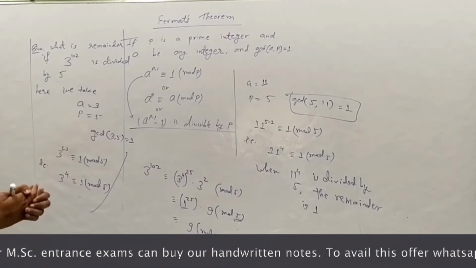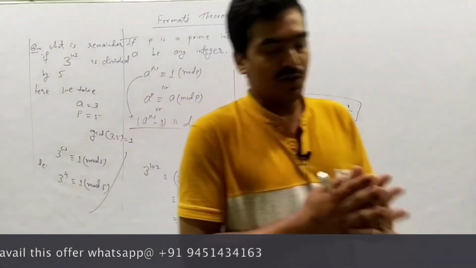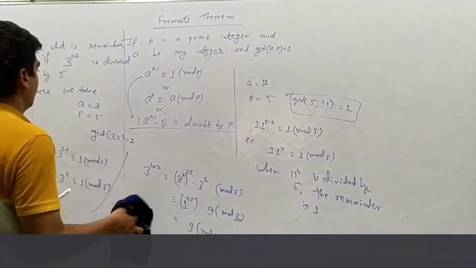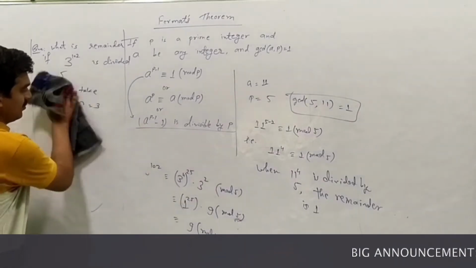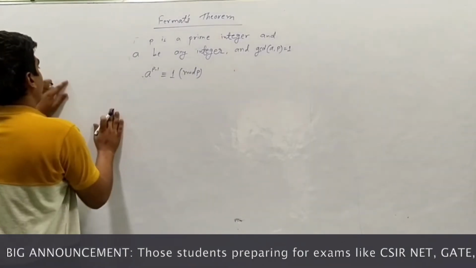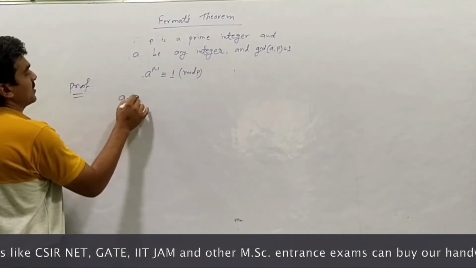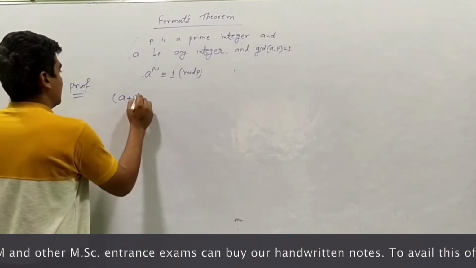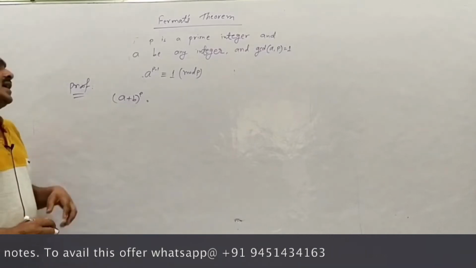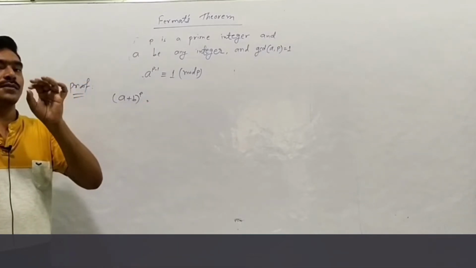Now let us see the proof of this theorem. Proof is also important, so let us see the proof. We know that a plus b raised to the power p. Now we are going to expand this term by using the binomial theorem.